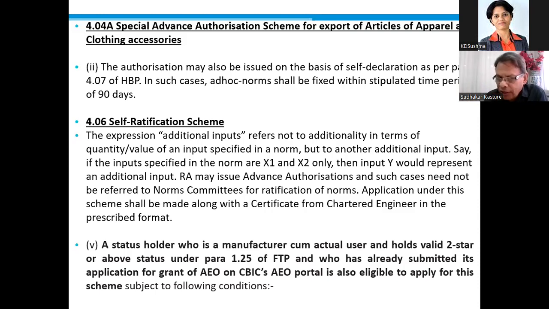Now they have added one more clause. A status holder who is a manufacturer cum actual user and holds valid 2-star or above status, who has already submitted its application for grant of AUO on CBIC's portal, is also eligible to apply for this scheme. In other words, if you are holding the status of 2-star export house as per the new policy, and you have applied for AUO status on the requisite portal, and you are able to submit a copy of the application, based on that, they will allow you self-ratification norms.